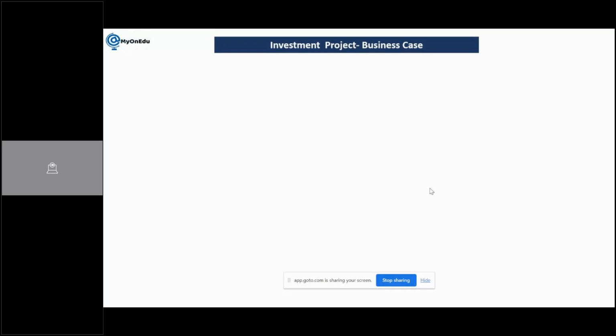So in this demo, I have included two business cases. One is for investment project, another is for customer project. We understood in my first slide what types of projects we have: first investment project, cost project, and then customer project. So now in this slide we are going to understand the investment project, and what exactly the process steps are.